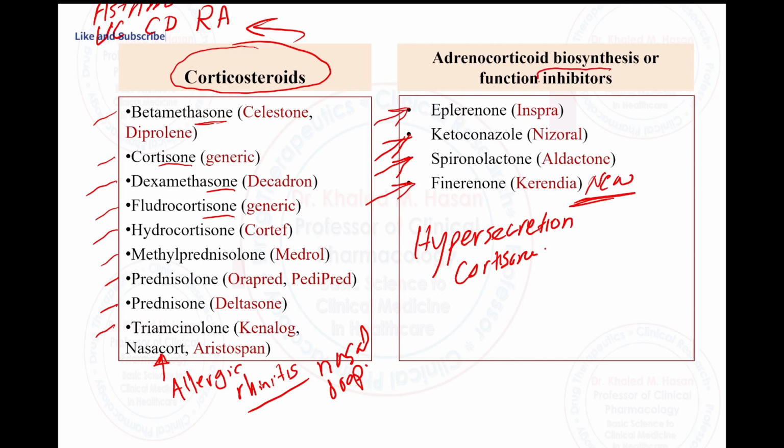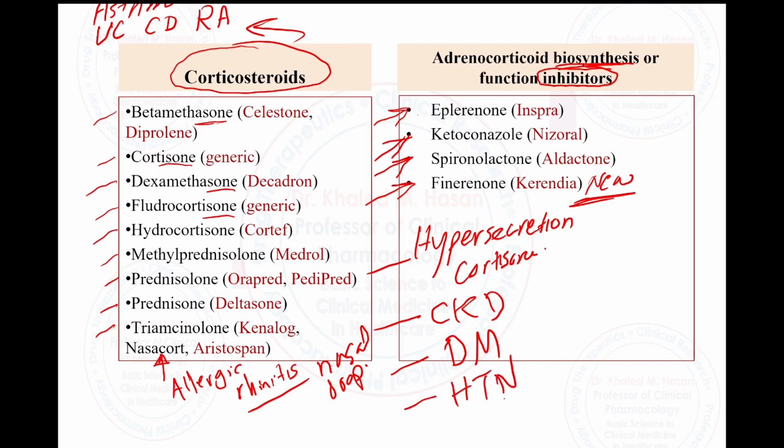This medication inhibits the function or biosynthesis of cortisone. So this medication is used for hypersecretion. This medication is used for patients with CKD. This medication is used for patients with diabetes mellitus. So we have this group of medications. Abiraterone. Okay, again, hypertension is one of the most important ones. Hypertension, diabetes, CKD, hypersecretion, Cushing syndrome, for example. Here we can type Cushing syndrome. So we have abiraterone, ketoconazole, spironolactone, and finerenone.